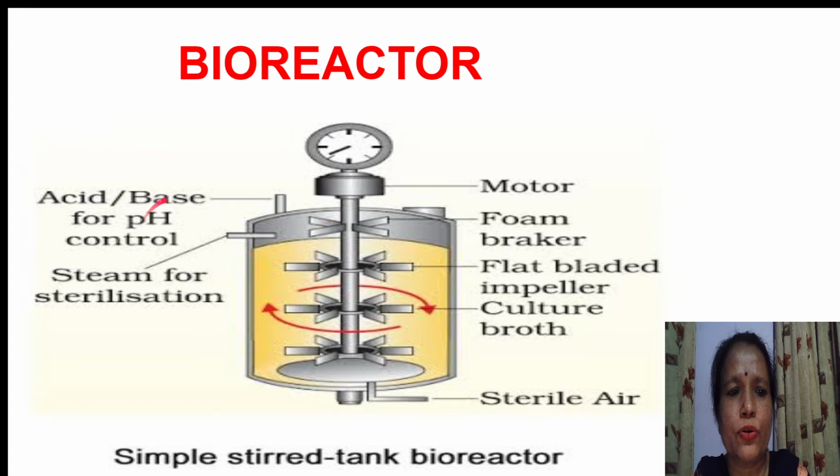Now there is also acid base for pH control. If inside the bioreactor it becomes acidic, then a small amount of base can be added, or if it becomes basic, then a small amount of acid can be added. So acid base is controlled by this port inlet device. Now there are also sensors for acid base detection as well as temperature regulation, and these sensors will help to know about the condition of the bioreactors.